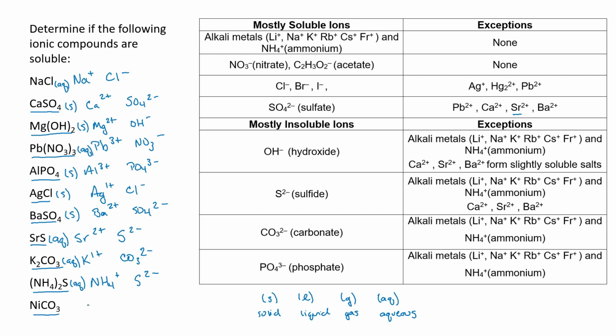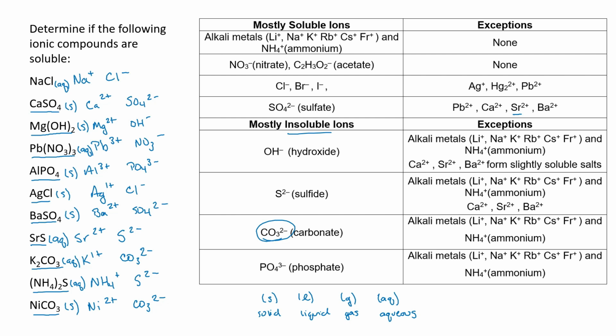Last example, nickel carbonate. So nickel is my cation. Carbonate is my anion. I'm not seeing nickel here in my left-hand column. Let's see if I can find carbonate. Here's carbonate right here. Okay, so carbonate is a mostly insoluble salt. Let's see if nickel is one of my exceptions. And no, nickel is not in any one of my exceptions. So this is an insoluble salt. So hopefully now you don't just understand the rules, but you understand how to apply the rules.